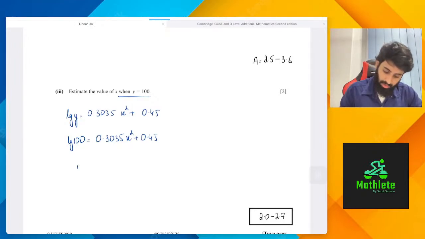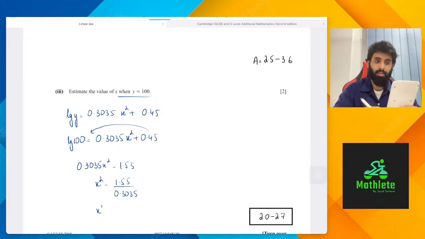So you have 0.3035 x squared is equal to 1.55. Taking 0.45 to the other side, it becomes minus. X squared is equal to 1.55 over 0.3035. Let's find the value of x squared. So 1.55 divided by 0.